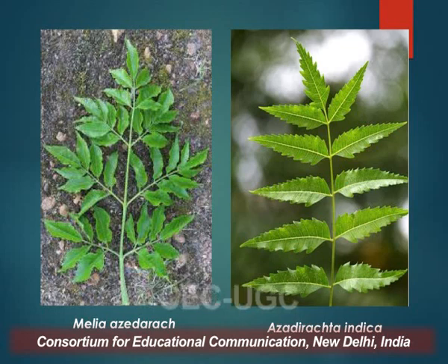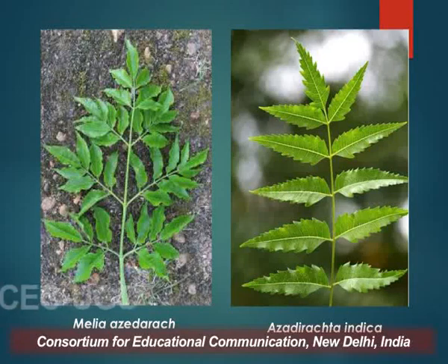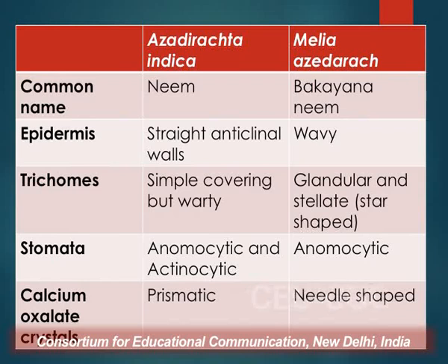So there is another example for leafy drug. I have taken Melia azadirachta, that is Bakain neem, and Azadirachta indica, which is common neem. So again, you can just imagine if the leaves of these two neem varieties are mixed together, it would be very difficult to differentiate merely by the morphological characters. So in this slide, you can see how the microscopic characters differentiate between the two leafy drugs.